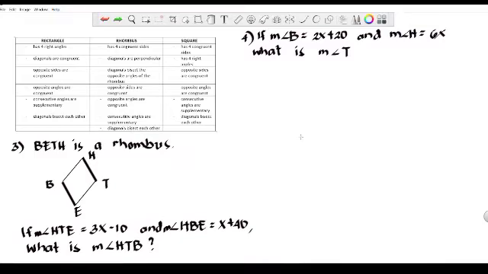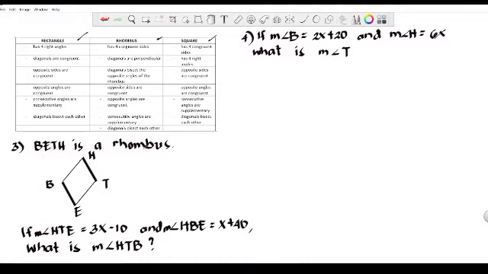So this video is the second part of our previous video, which is about special parallelograms, the rectangle, rhombus, and square. So we have here problems number 3 and 4. We are going to solve these problems using the properties of special parallelograms. So let's have number 3.